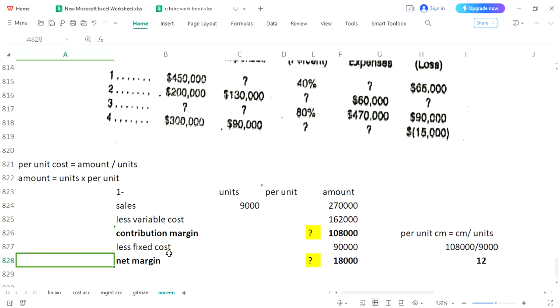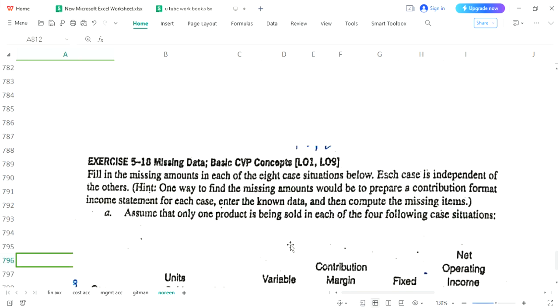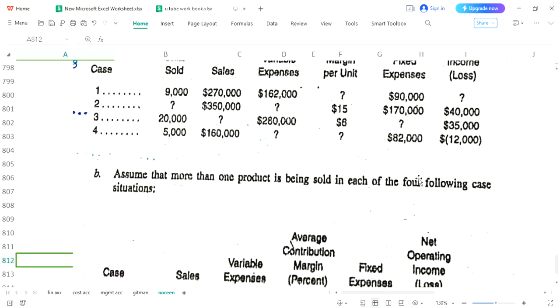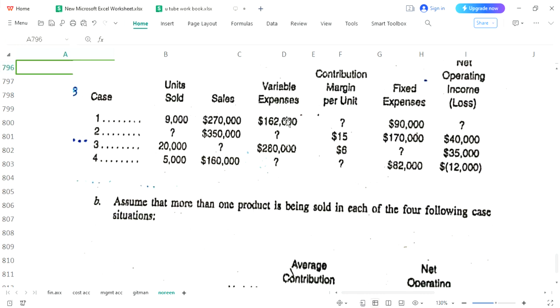So now you have an idea what we are going to do. Actually, these are 6 different income statements where question marks are put, and we need to calculate the missing figures. So there were 2 question marks over here. As you can see in our question, there were 2 question marks present over here. And these question marks were for contribution margin per unit and net income or loss.